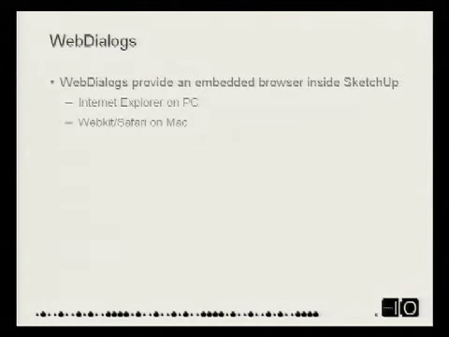So what we're going to talk about today is an overview of some advanced Ruby API scripting techniques that interact with the web. And these are done via a mechanism called Web Dialogs, which is a way that the Ruby API can pop open a little browser inside SketchUp. For the PC version of SketchUp, Internet Explorer is the browser that gets embedded. And on the Mac, it's WebKit Safari. And it's a full instance of the browser window.